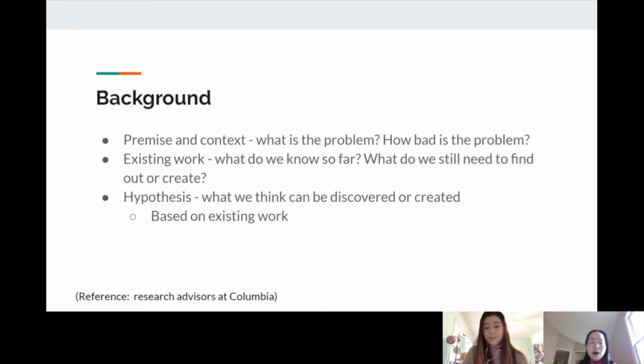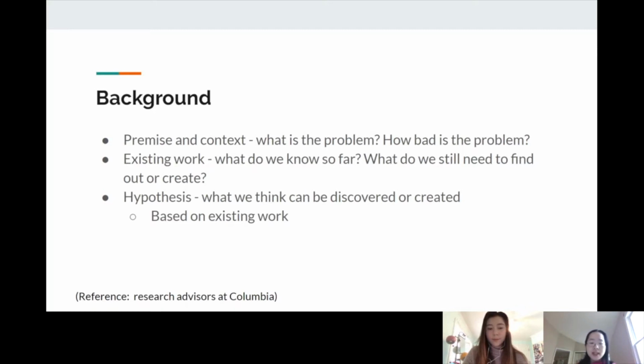So you really want to talk about existing work. What do we know so far, and what do we still need to find out or create? With existing work, all scientific projects build on the previous projects that people have done. So what do we know about this field so far? What have others found? And why is it that this direction is still a good direction to investigate? Because what are the gaps in our knowledge?